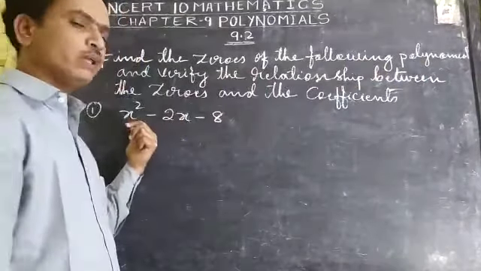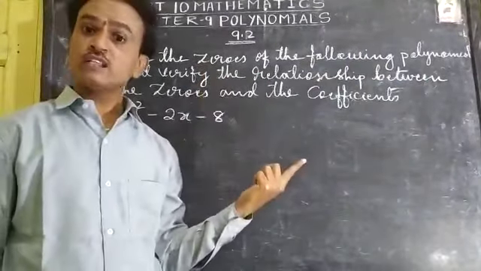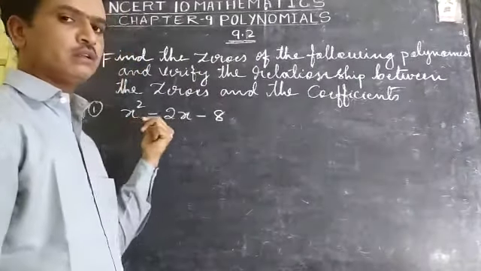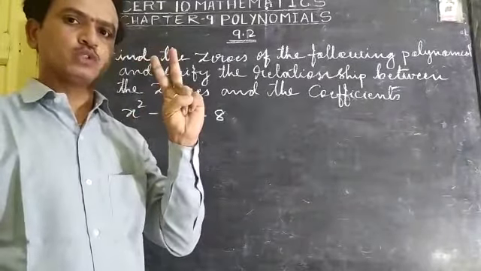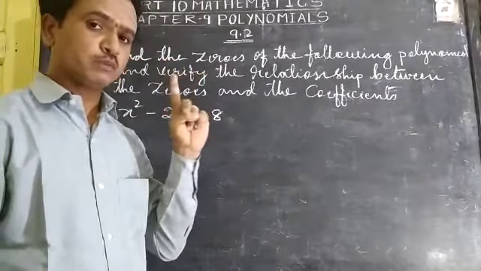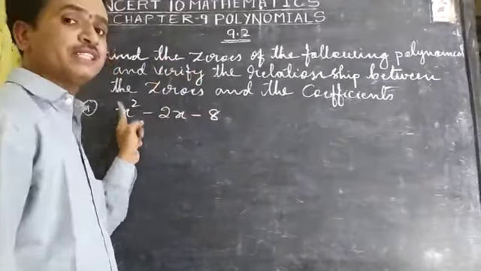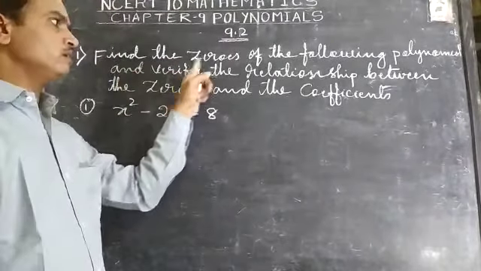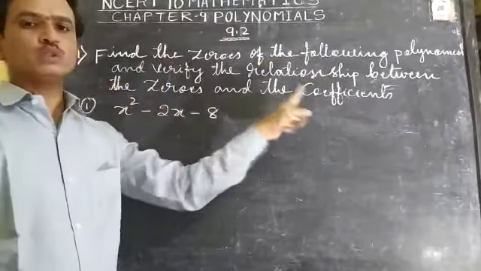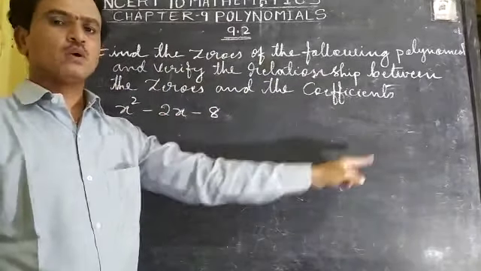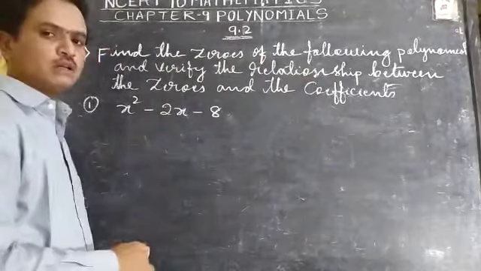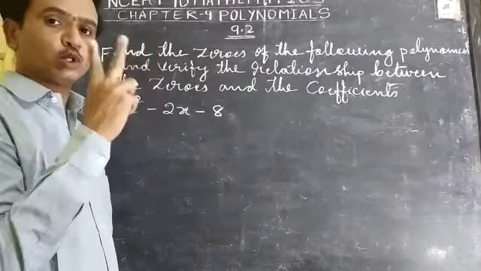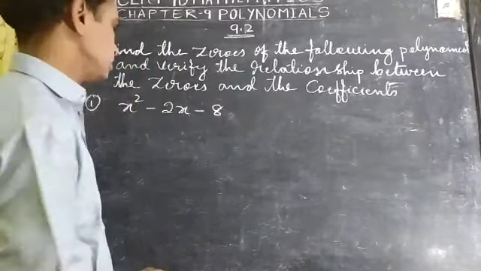Okay, now here one polynomial is given. First we have to find the zeros of the polynomial. According to this question, you will get two zeros. Why will we get two zeros of this polynomial? Because the highest power of x is 2. After doing this, we will verify the relationship between the zeros and the coefficients. The highest power of x is 2, that means you will get two zeros, keep that in your mind.